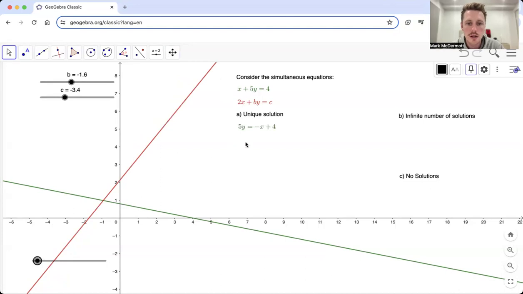So the first thing we're going to say is we need to find out what the gradient of the green line is. So just subtracting x from both sides, we get 5y equals negative x plus 4. And then dividing by 5, we get negative x on 5 plus 4 on 5. The reason we did that is to get it into the form y equals mx plus c. And then we can say that the gradient is negative 1/5.